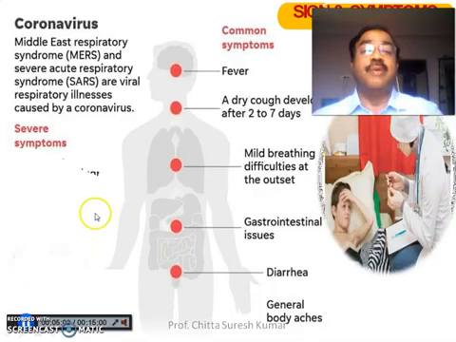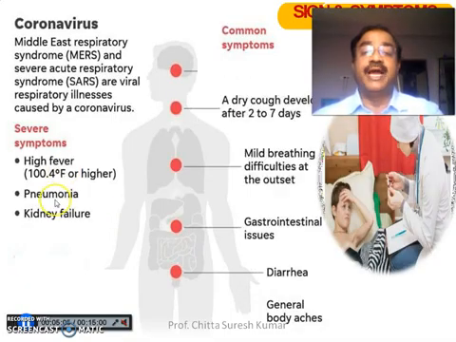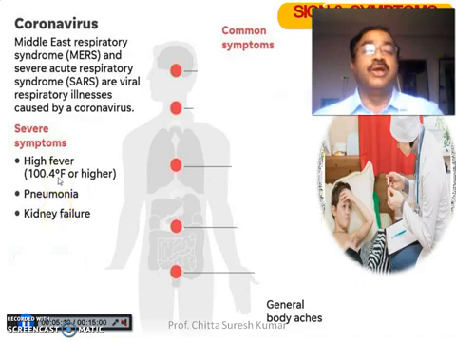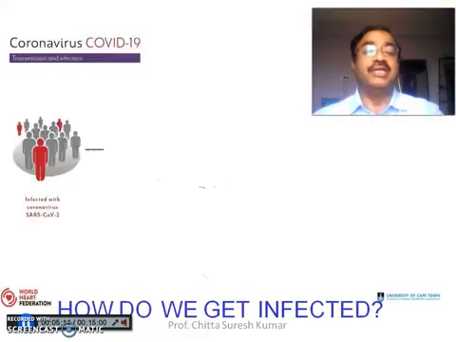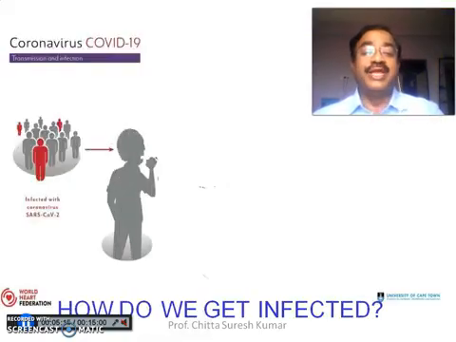And then if these are the common symptoms, the severe symptoms will be high fever, pneumonia, and kidney failure. If severe symptoms are there, you are going to go for a respiratory problem, and then you are going for ICU. And then how do we get infected?